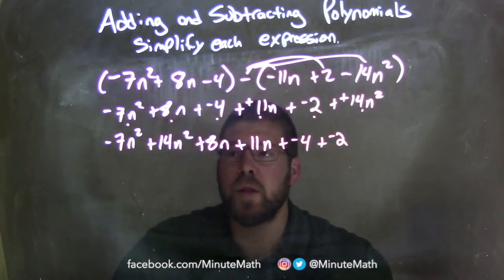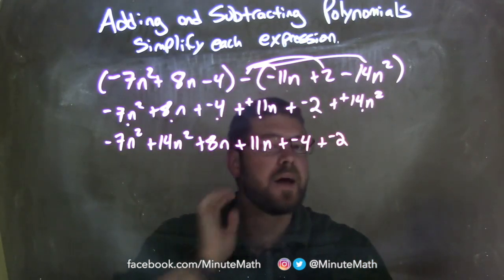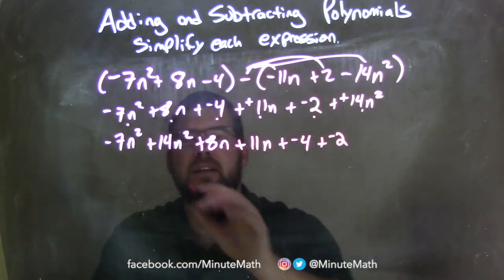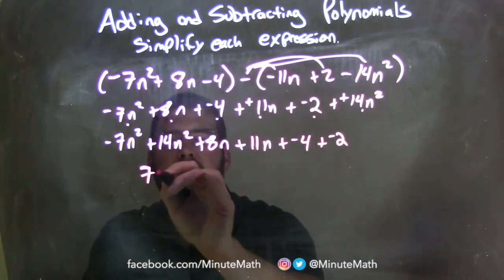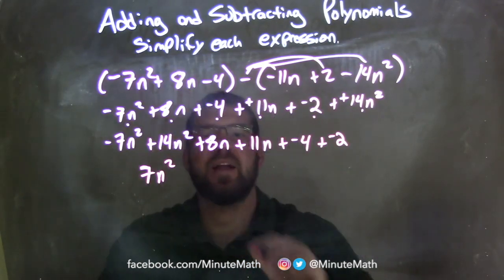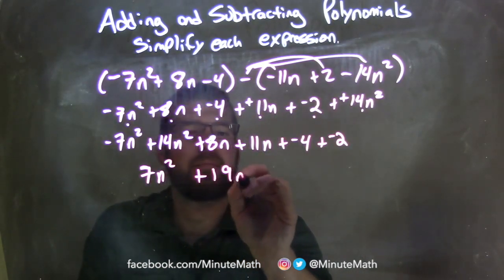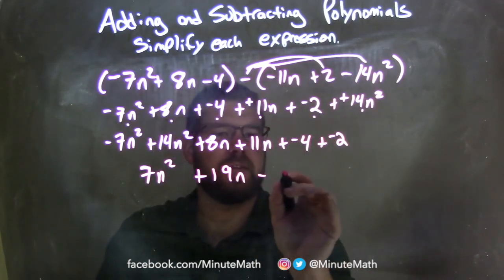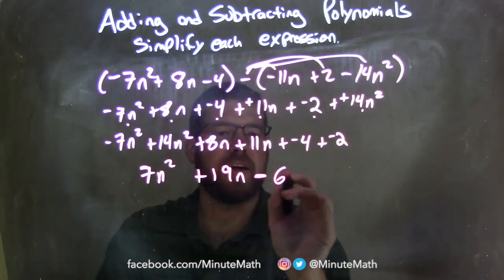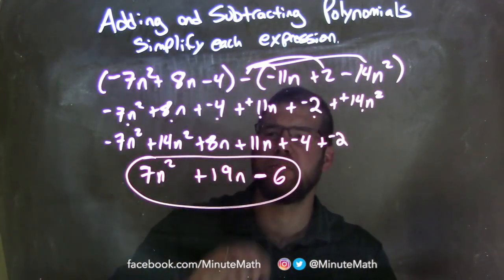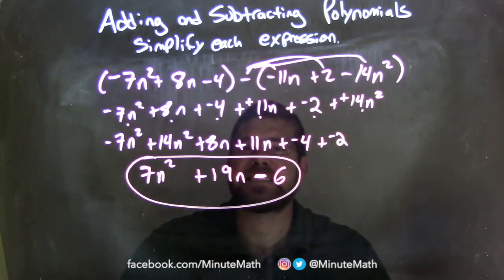So now let's combine our like terms together and simplify. Negative 7n squared plus 14n squared is a positive 7n squared. 8n plus 11n is 19n. And then negative 4 plus a negative 2 is a negative 6. So we have subtracting 6 here. So make it subtracting instead of adding a negative. And there we have it. Our final answer being 7n squared plus 19n minus 6.